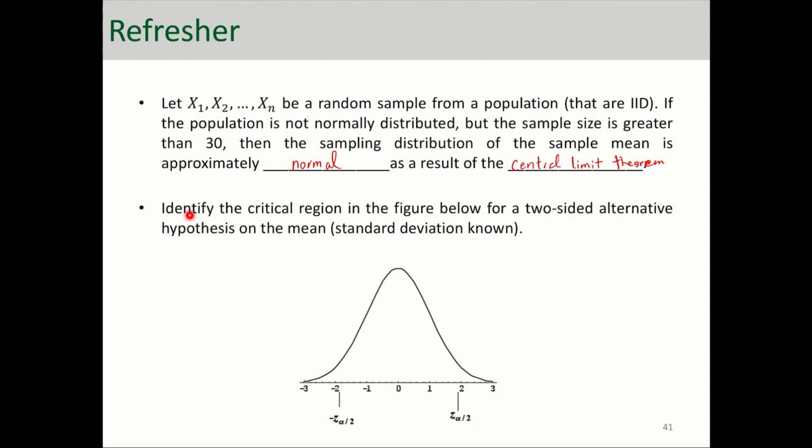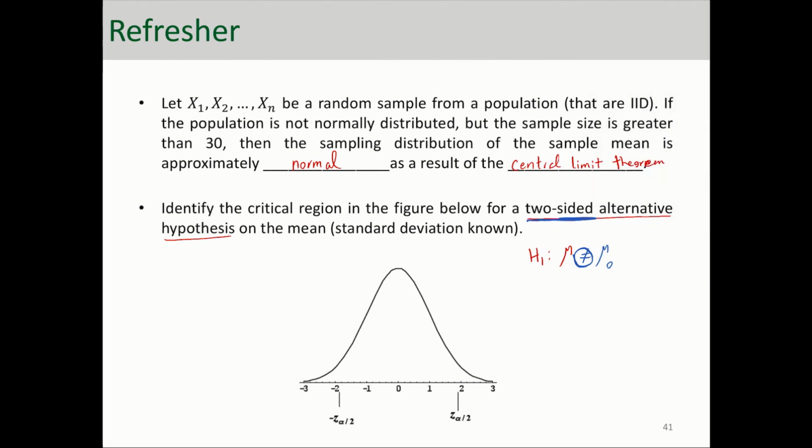This part says identify the critical region in the figure below for a two-sided alternative hypothesis on the mean, and the standard deviation is known. A two-sided alternative hypothesis means you have an alternative hypothesis where the mean, mu, is not equal to a number. We just call that number in the generic form mu naught. The fact that makes it a two-sided alternative hypothesis is the inequality sign here.